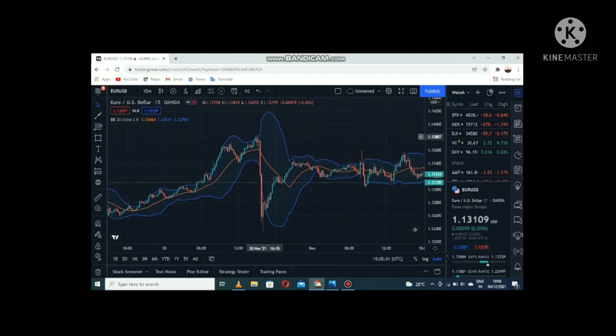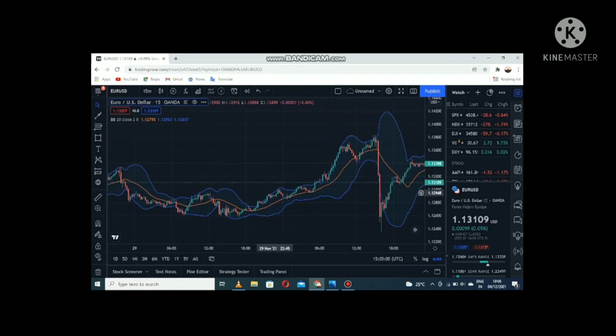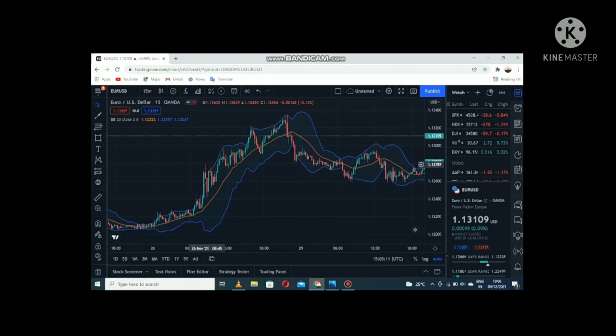So basically this strategy works upon the rejection around the zones, around the boundaries of these Bollinger Bands, as you can see. So whenever price reaches those boundaries, you can see there's a rejection around there. There's a strong selling and buying pressure whenever the market reaches those boundaries. And whenever a price reaches there, it bounces off, and it's time to take action.